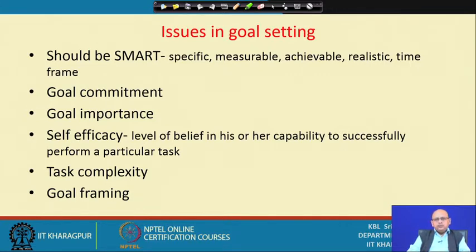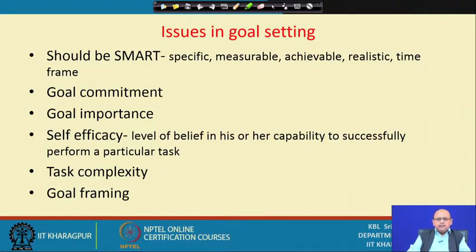So, which goal has to be taken up on a priority basis and why, that is to be decided, so that you are giving more emphasis, more effort on those goals which are more critical, which contribute more to the performance, right. Another important factor is related to the individual, which is known as self-efficacy. When we are talking about self-efficacy, basically it is related to the kind of confidence or belief that you have that yes, you will be able to achieve it.